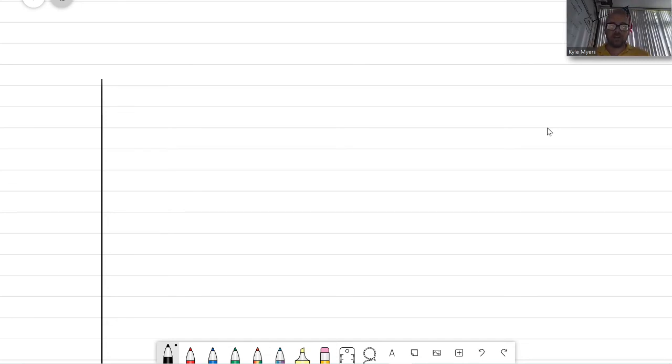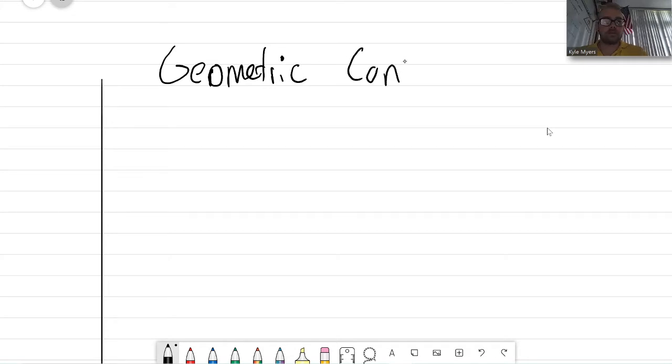Let's just jump right into the topic for today. It is geometric constructions. This is 1.2 in your book. So I'm going to put the title at the top here. I got my makeshift piece of paper. All right, so if I can spell, geometric constructions.